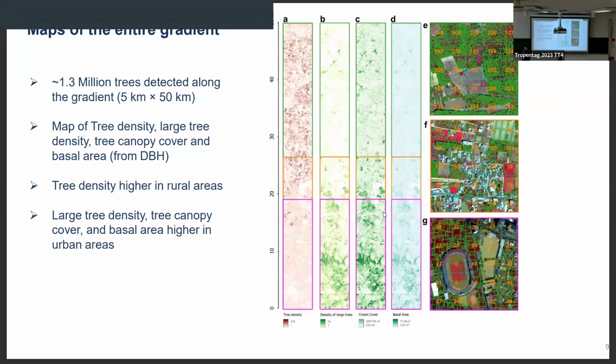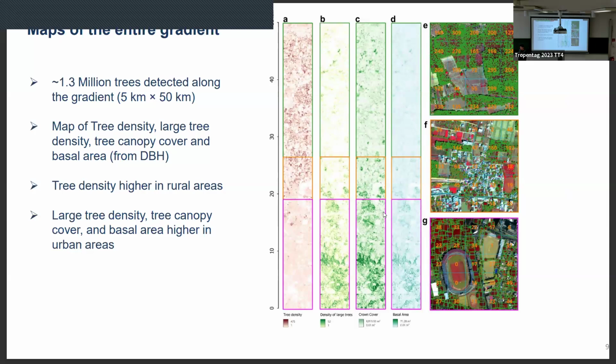And now there are more maps and detection results. So let's take a look at the detection results first. You can find them in figure E, figure F, and figure G. They are from different regions along this gradient. So we can really see the tree crowns are very large in the urban area, but the density is low. In opposite, if you go to the rural area, you can see the tree crown is very small, but the density is very high. And you can also check out the maps we made along this gradient.